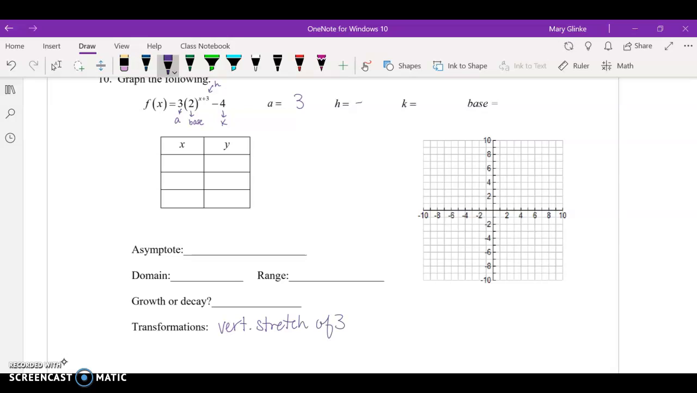Our h value, we're going to do the opposite of what's there. So since it's plus 3, it's actually going to be minus 3, and that's going to move your graph to the left 3. Your k value is minus 4. That's going to move your graph down 4. And your base of this is just 2.